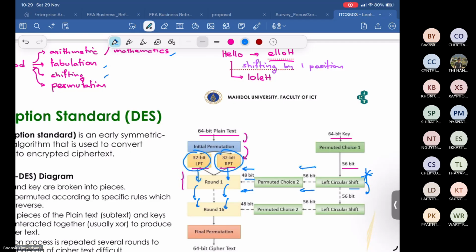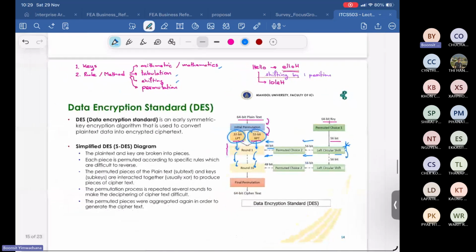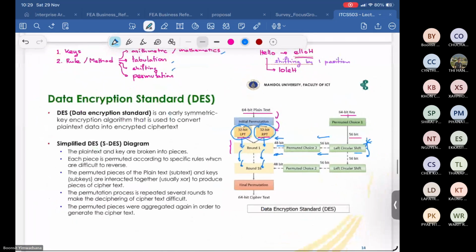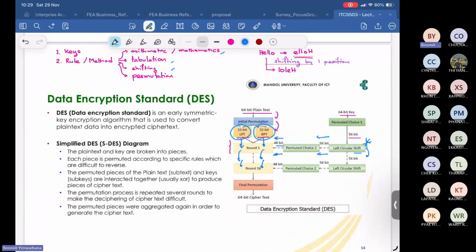So, all in all, in the past, maybe 20, 30 years ago, this method was considered very difficult to decrypt. But don't forget that technology advances every day. The chip becomes faster every day.